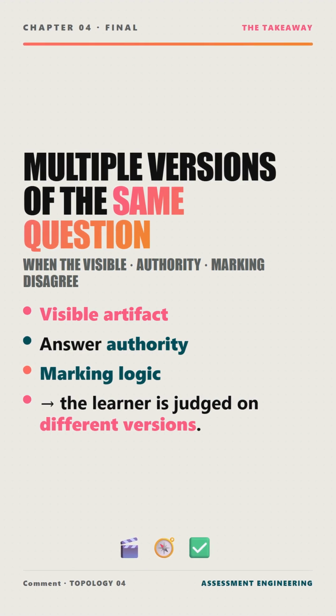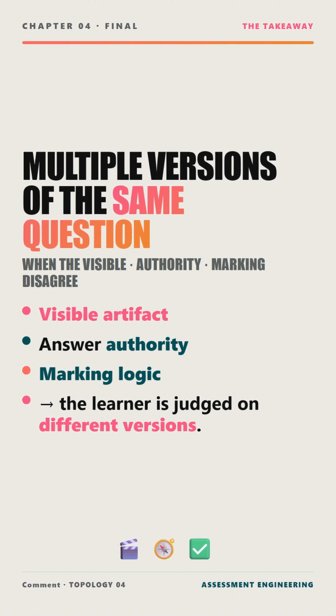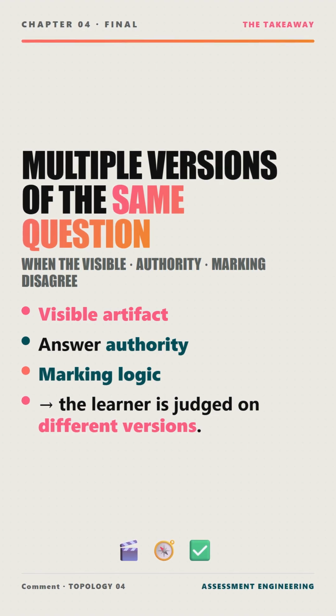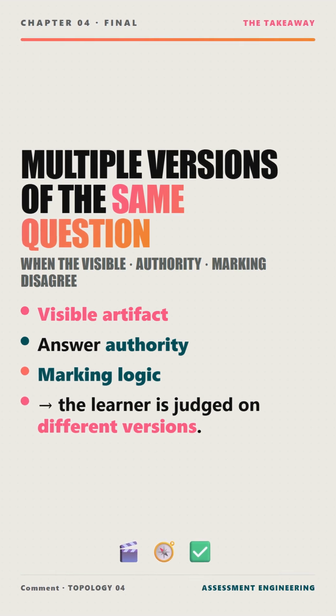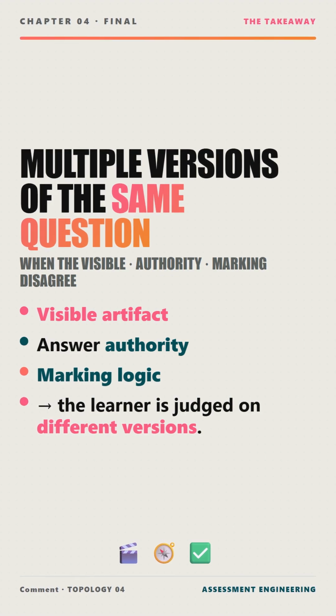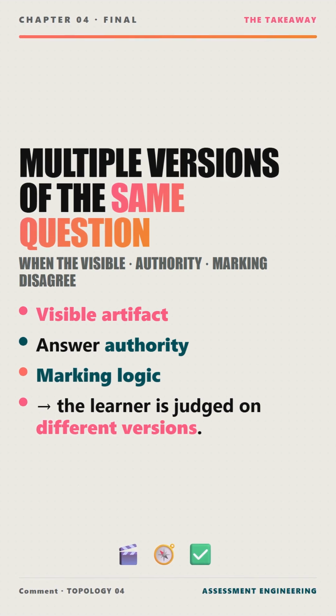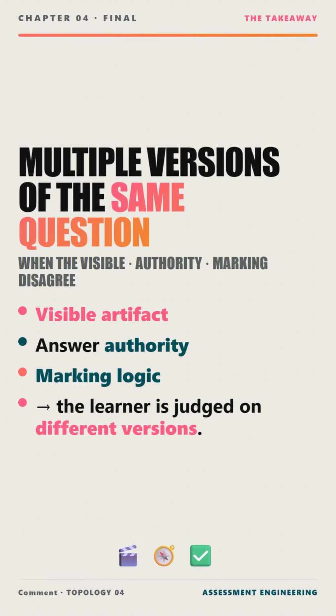For financial calculations and stoichiometry, a reliable approach is to retain unrounded intermediate values and round only the final answer according to the declared convention. So the deeper point is that topology, typography, notation and rounding are not presentation details. They contain encoded meaning. When the visible artifact, answer authority and marking logic disagree, the learner is being assessed against multiple versions of the same question.